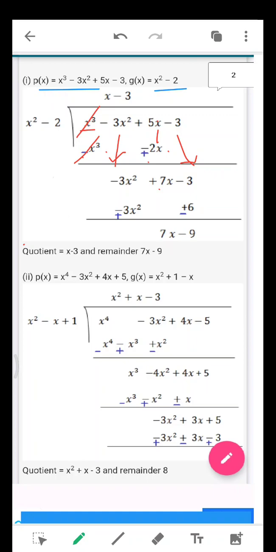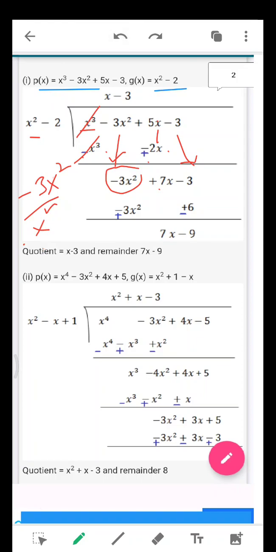Now again I divide the first term with the first term. So what will I get here? If I divide again, I'll get minus 3x square by x square. What is minus 3x square by x square? X square and x square get cancelled and remains minus 3, which comes here. Okay.